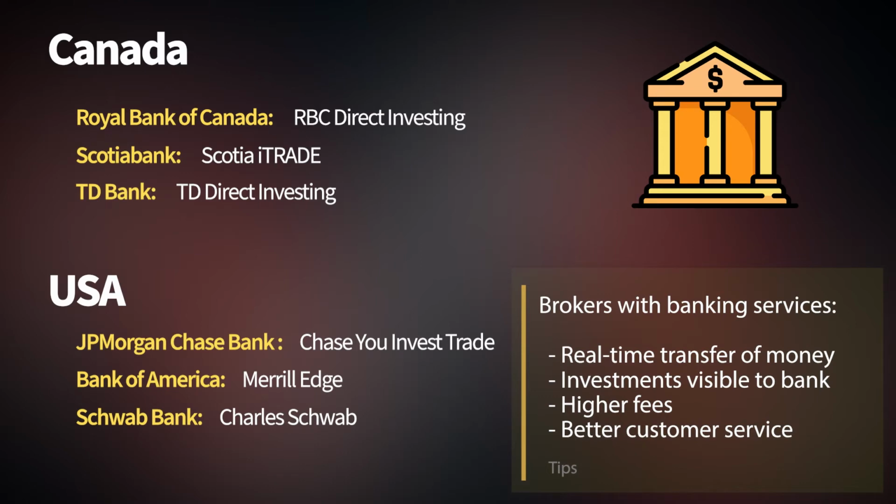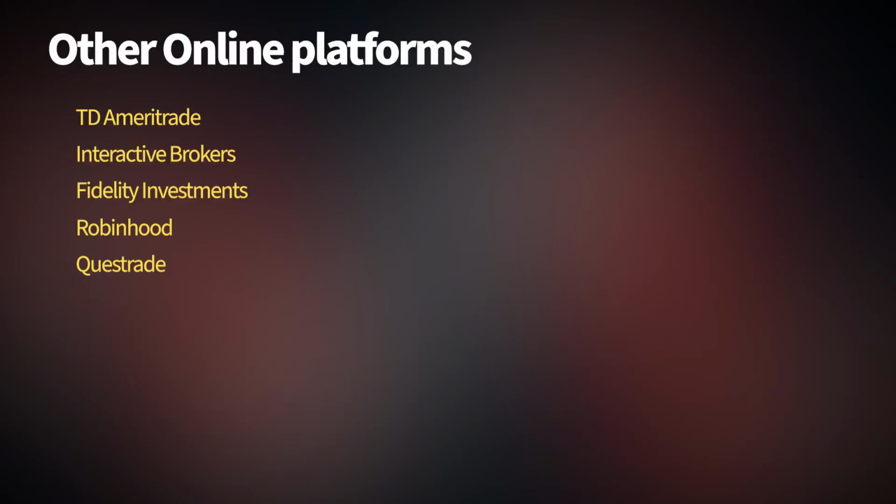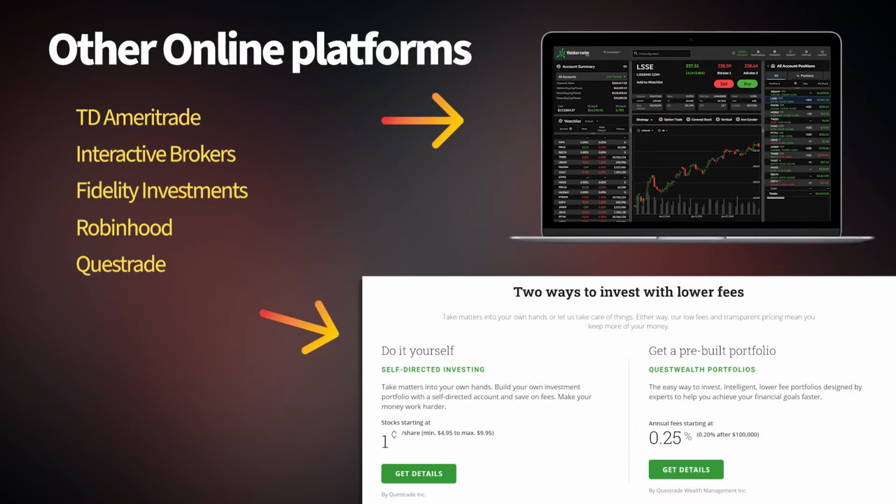However, they might have slightly higher fees, but a lot better customer service. Another advantage of going with banks is that you can opt in so your investments are visible to the bank's employees, and therefore you don't have to provide a printout of your investments if you need to apply for a loan or mortgage. And here are a few other online platforms: TD Ameritrade, Interactive Brokers, Fidelity Investments, Robinhood, and Questrade in Canada.